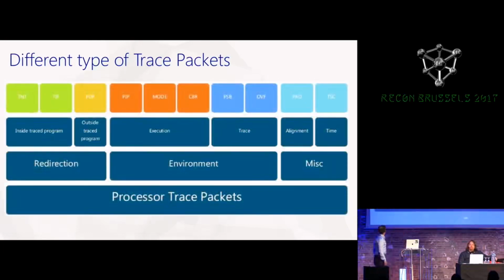Here is a big diagram. I will refer you to the Intel manual if you would like to understand the nitty-gritty details of each packet. The ones that we, as I have said, are interested in are the branch packets: taken, not taken, target IP, and flow update.